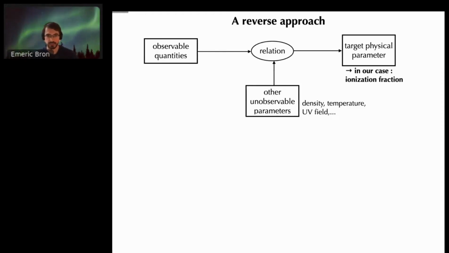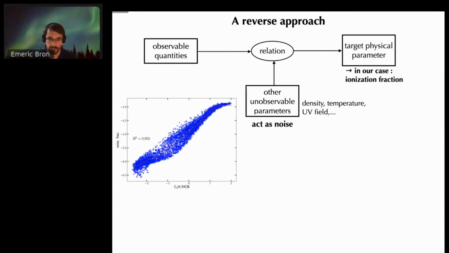So the idea is the following. We know that there is a relationship between our observable quantities, the molecular lines, and the target physical parameter, the ionization fraction. But we also know that this relationship will be affected by other unobservable parameters, for instance the density, the temperature, or the UV field of the medium. So we will consider those other unobservable parameters as a source of noise. They will create some scatter in the relationship between the target physical parameter and, here, an abundance ratio.